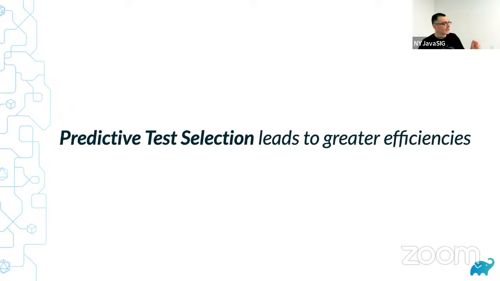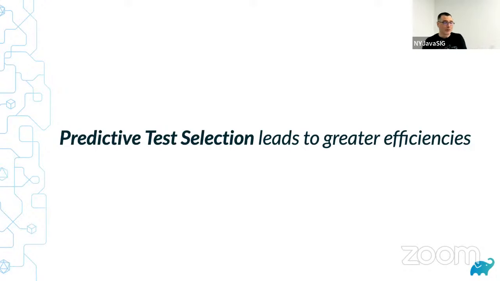So predictive test selection is one that I kind of waved my hands around. It's an interesting one, and it took me a really long time to wrap my head around it. The premise here is, if I change a source file, chances are good I don't need to run my entire test suite.